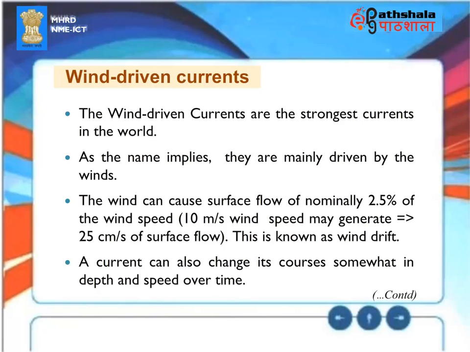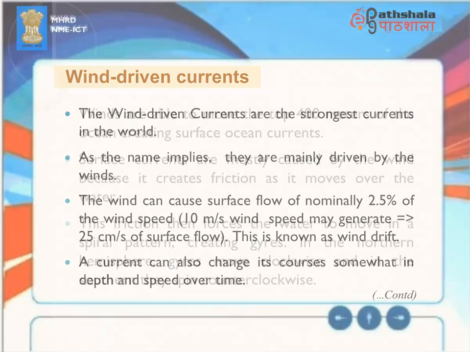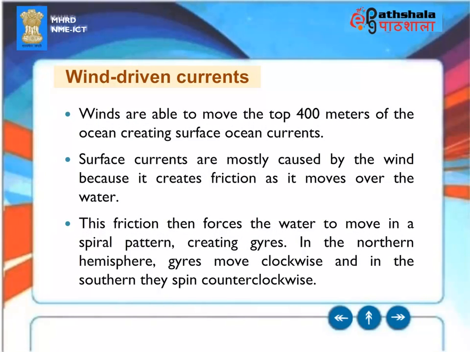A current can also change its course somewhat in depth and speed over time. Winds are able to move the top 400 meters of the ocean, creating surface ocean currents. Surface currents are mostly caused by the wind because it creates friction as it moves over the water. This friction then forces the water to move in a spiral pattern, creating gyres. In the northern hemisphere, gyres move clockwise, and in the southern, they spin counterclockwise.